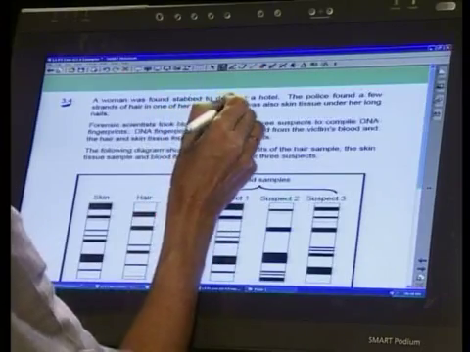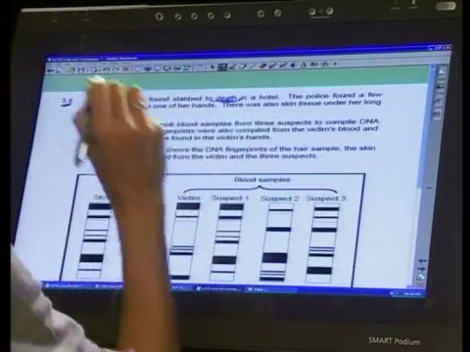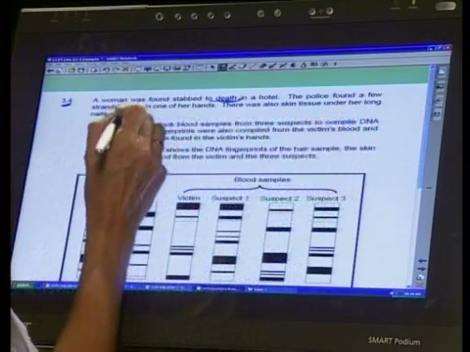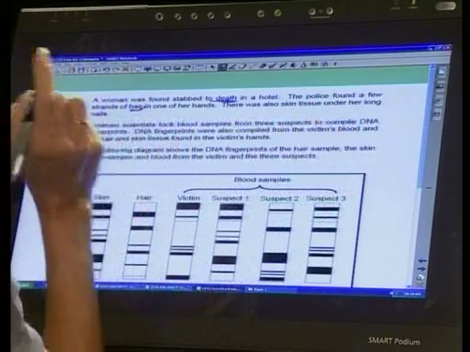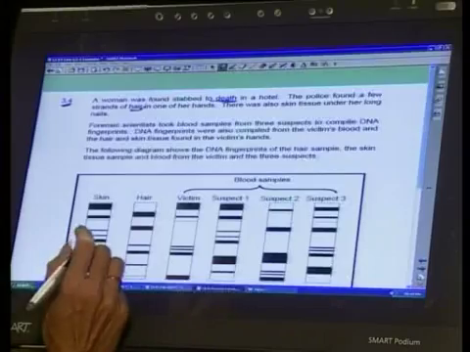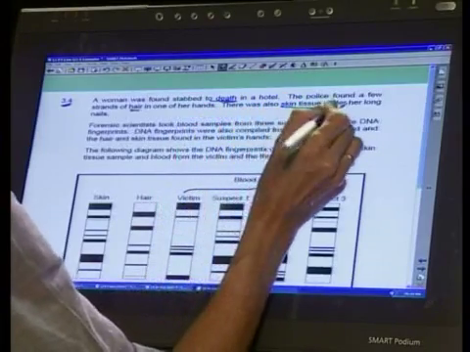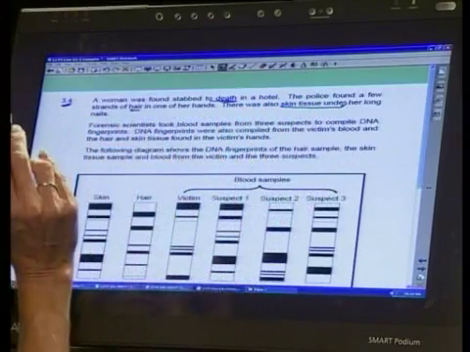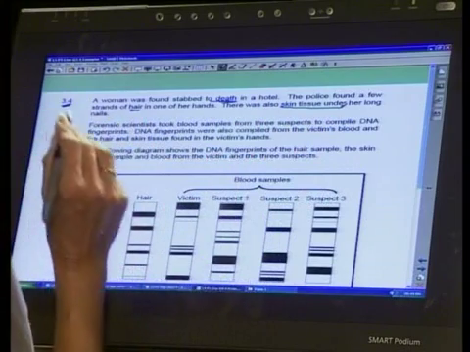So a woman is found stabbed to death in a hotel. So she is dead. Call in our guys. The police found a few strands of hair in one of her hands. Aha. So you're not going to pull your own hair out. Clearly it is from the guys who attacked her, or girls who attacked her. There was also skin tissue under her long nails.